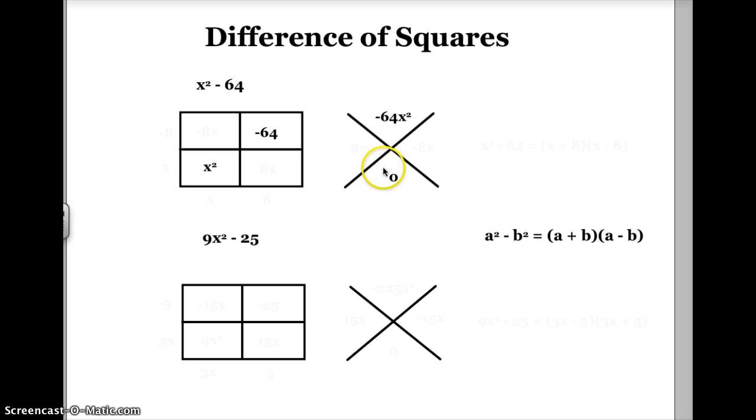Now they have to have a sum of 0, so they have to be opposites of each other, and they have to have a product of negative 64x squared, so one's positive and one's negative. Well, that would make sense. So the two numbers I'm going to put into those boxes are 8x and negative 8x. After I put them there, I'll put them back over here in my generic rectangle.